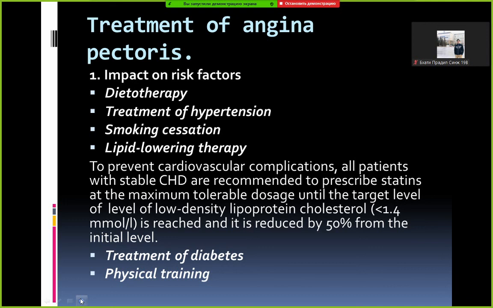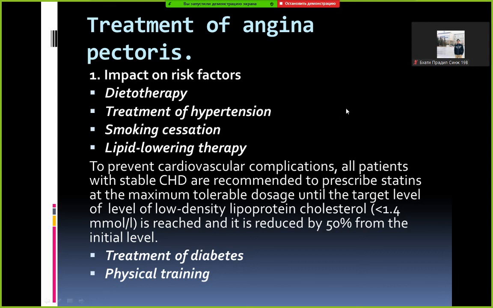Principles of treatment of angina pectoris. For the first, impact on risk factors. This includes dietotherapy, treatment of arterial hypertension, smoking cessation, lipid-lowering therapy.